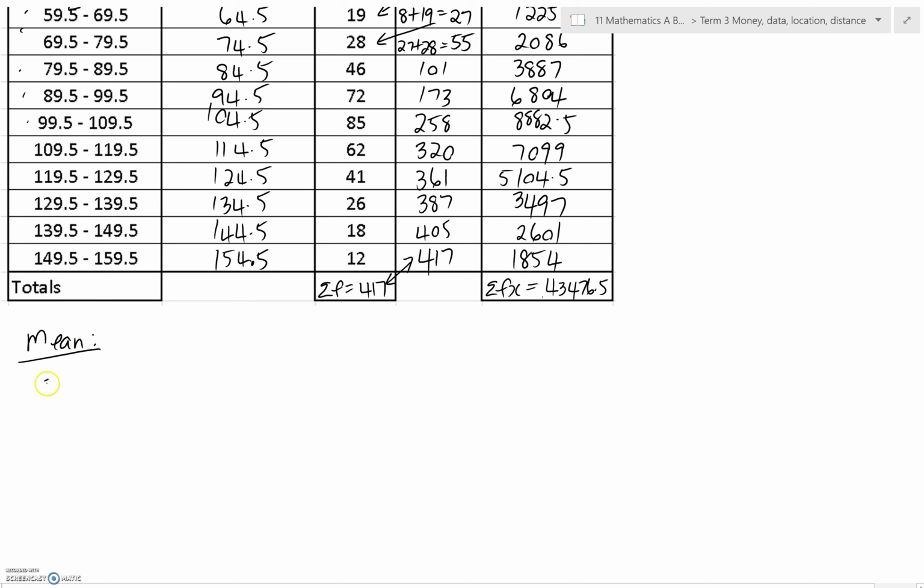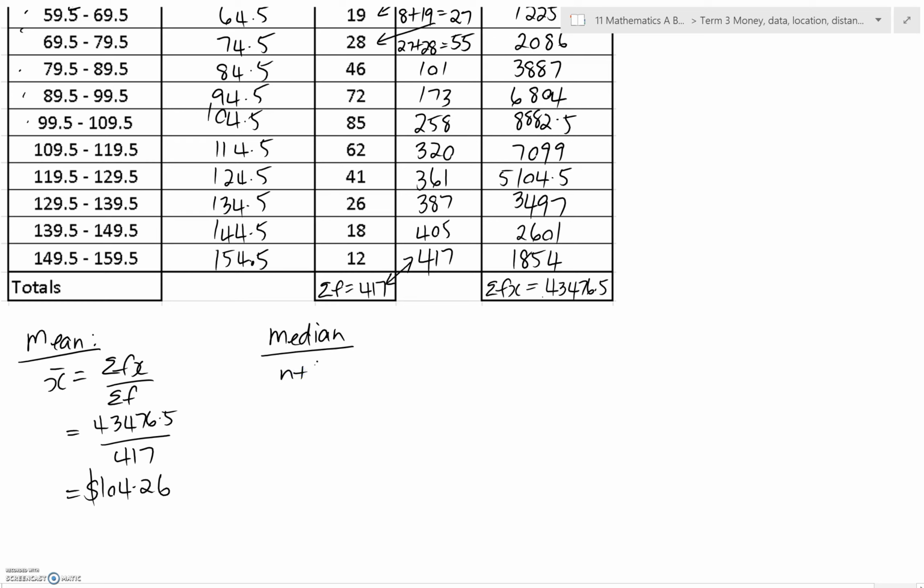So the mean in this case is the same as our frequency table data: sum of Fx over sum of F. Because we've already done this in our tables, we can substitute straight in. So 104.26 is our mean.